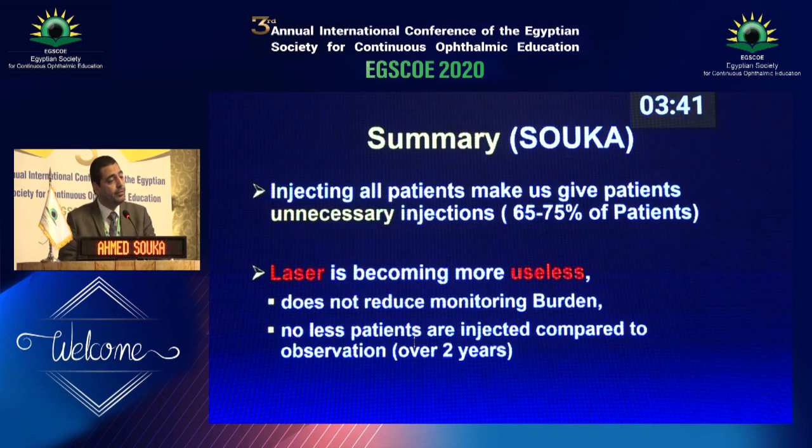This means that if you inject all patients, more than 2/3 of them are unnecessarily injected. They would have stayed in the 6/6 area, 20/25 area, even without the injections. One quarter to one third of them will need the injections over the 2 years. Another point is laser. It's becoming more useless because it did not cause statistically significantly more patients to avoid injections, so we did not benefit here. It did not even reduce the number of injections if the patient needed them, so it didn't introduce anything. It actually had no use over the observation group.